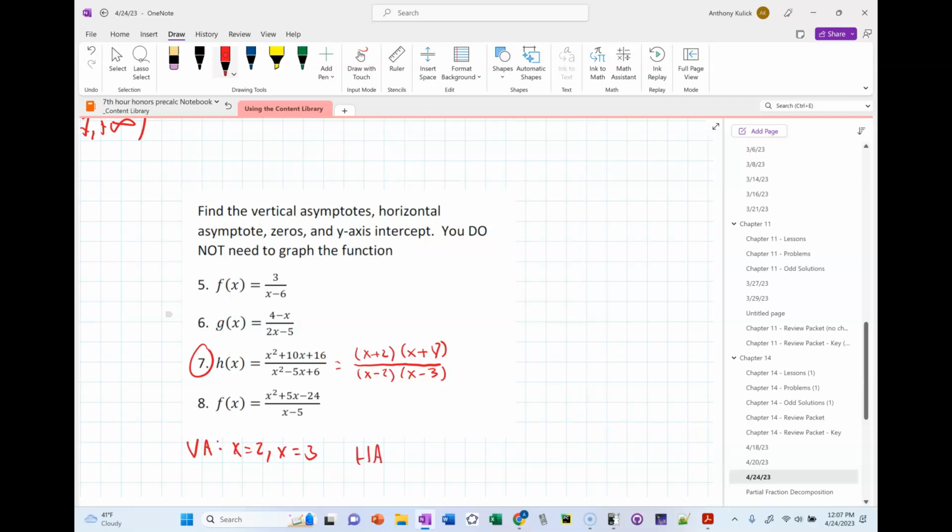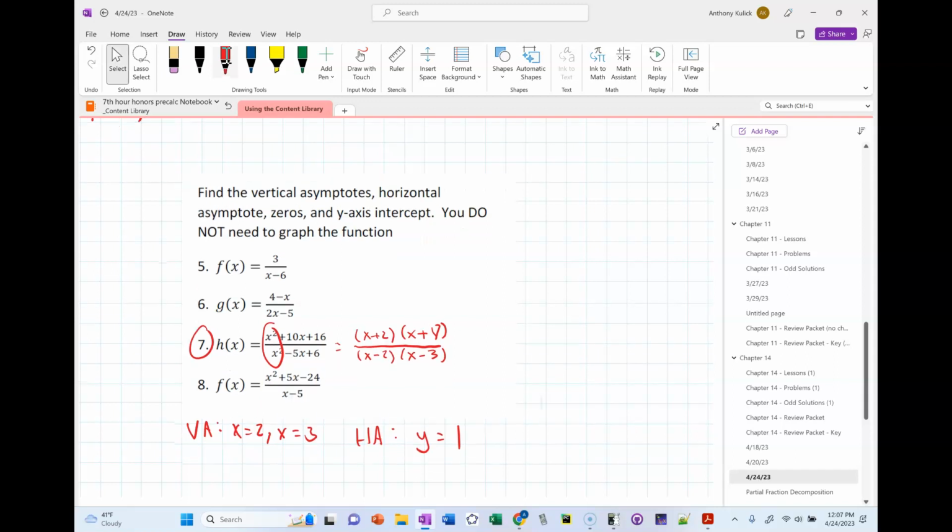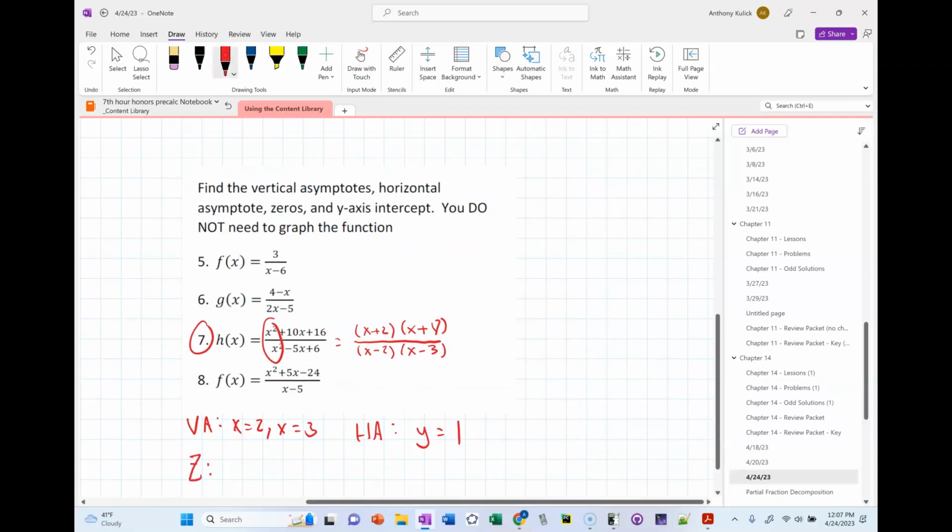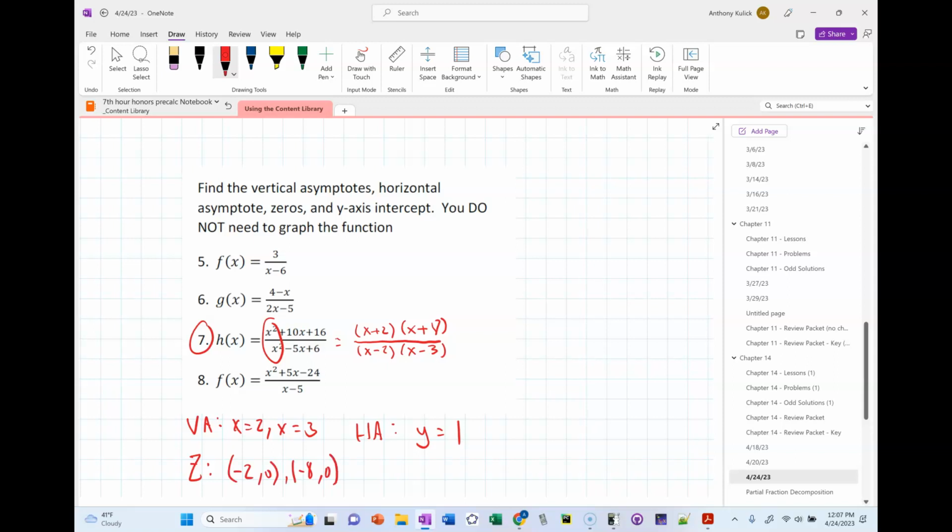Horizontal asymptotes. Well, since the degree is the same, I know the horizontal asymptote should be leading coefficient, which is 1, over leading coefficient, which is also 1. So 1 over 1 is just 1. The zeros are just where the numerator is set equal to 0 and solved. Again, I'll do that quickly in my head. And then the y-intercept is just me plugging in 0 for x, so all I'd have left is the constant terms. So 16 over 6, which reduces down to 8 over 3. It says you don't need to graph it, so I think we're done at that point. Is that cool? Yeah.